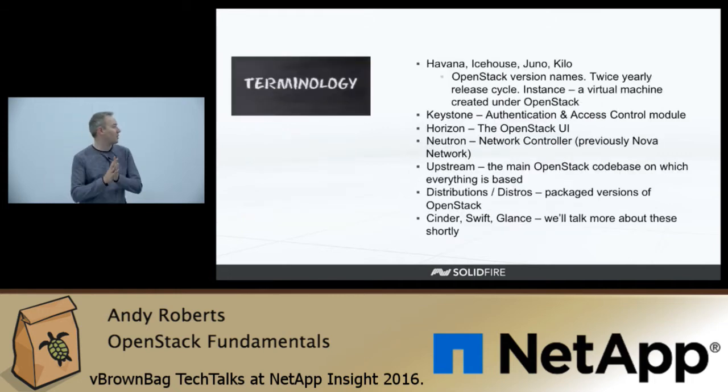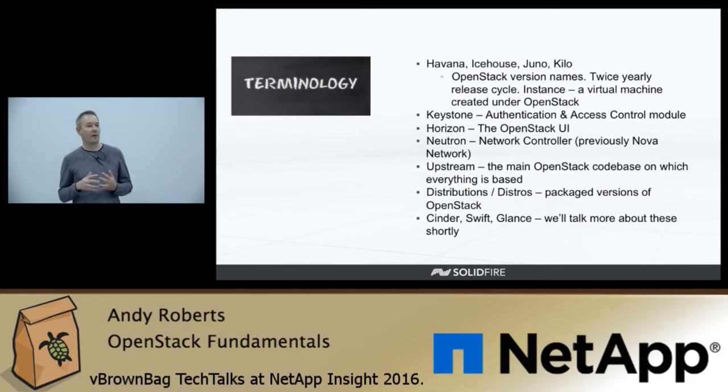So, some of the terminology around OpenStack then. We talk about the OpenStack releases, and when you're having a conversation with a customer who's already deployed it, you're going to be talking about things like Icehouse, Havana, Juno, Kilo, those kinds of things. Current release is Mitaka, and OpenStack has a release cadence of two main releases a year. We talked about Keystone a little bit before, so this is authentication and access control. Horizon is the UI. Neutron is something that controls the network underneath it.